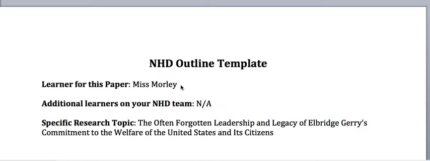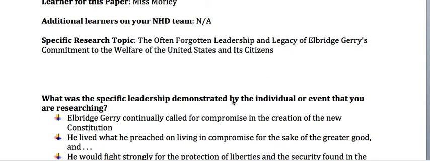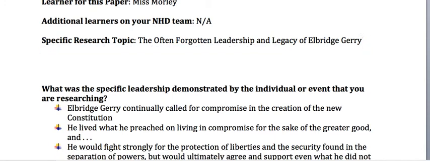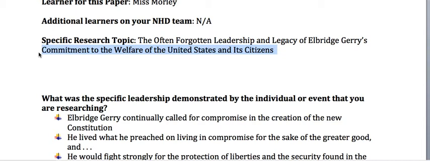So for this paper, Miss Morley is the learner. I'm not on a team with anybody else, and I'm looking at the topic of the often forgotten leadership and legacy of Elbridge Gerry's commitment to the welfare of the United States and its citizens. If I wanted to, I could cut this off and I could just say the often forgotten leadership and legacy of Elbridge Gerry, but as I've done my research, I've really focused in on what aspect I want to acknowledge, and thus this is what I want to acknowledge, okay?